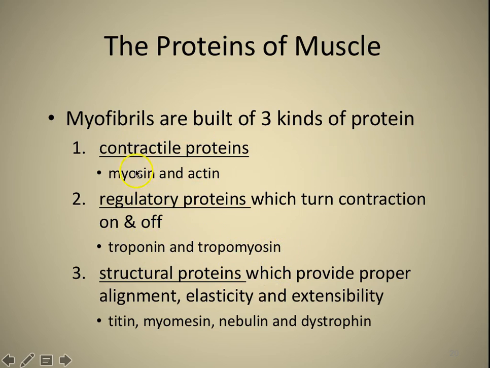And so basically, contractile proteins and regulatory proteins are going to work together. The structural proteins are basically just providing structure to that sarcomere. So it'll help with things like the alignment of the actin and the myosin, the elasticity, and the extensibility of the muscle. And so we'll talk briefly about these other protein types.